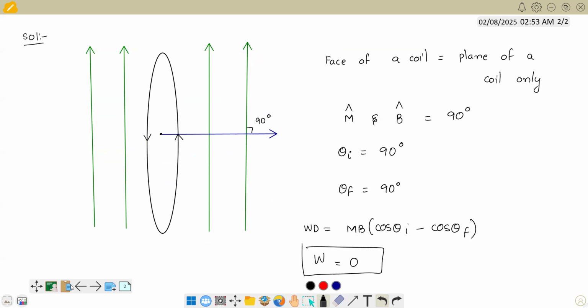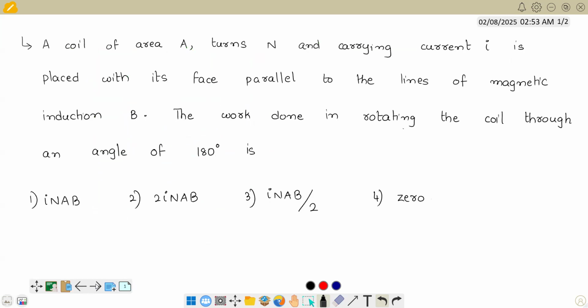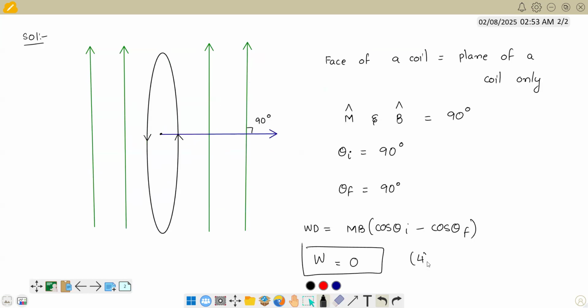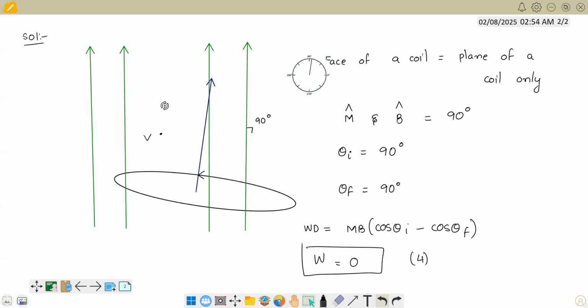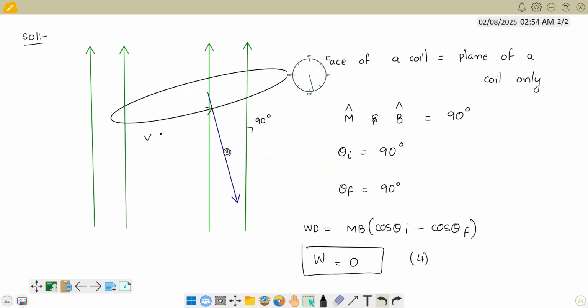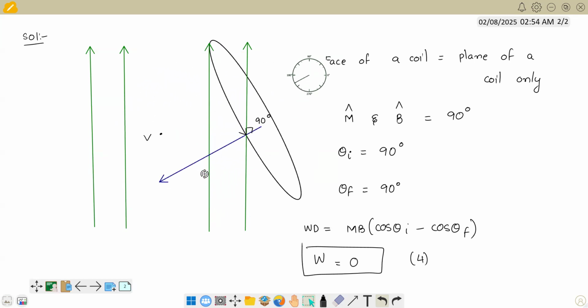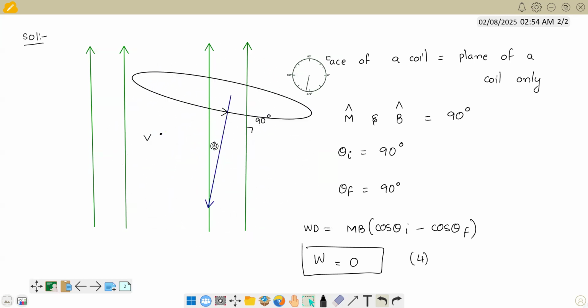So the correct answer for this would be option 4. But in most of the books, it is given as option 2, which is wrong because when they say face of the coil, they have taken it as perpendicular to the coil. They have assumed this situation, and then rotated it by 180 degrees to this situation, and we get option 2 in that case.